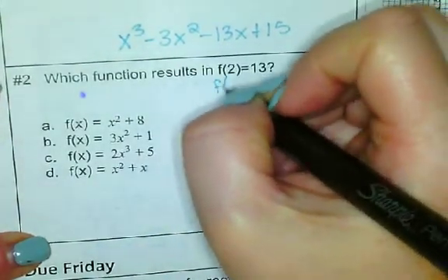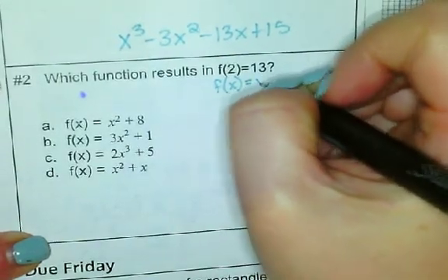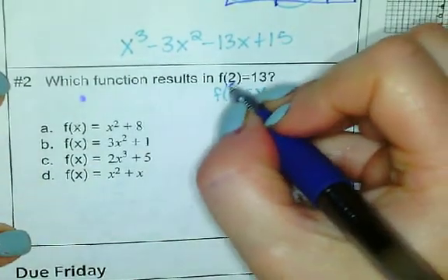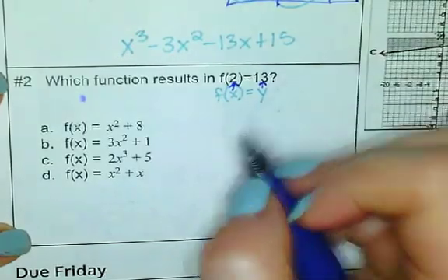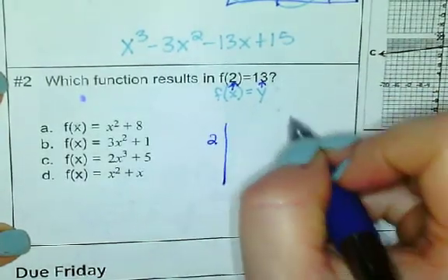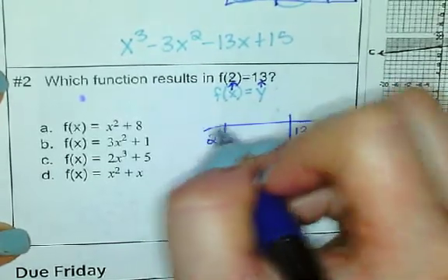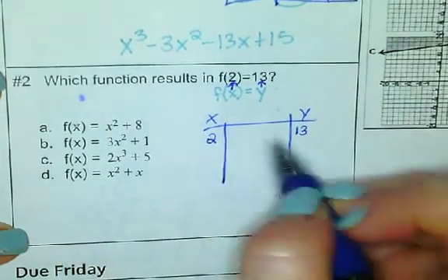Number 2, this used to say f of x. And f of x is the same thing as y. So that means my x is 2 and my y is 13. So the question is, which of these equations, when you have 2 for the x, gives you 13 for the y? Well, if you plug it in, it will help.